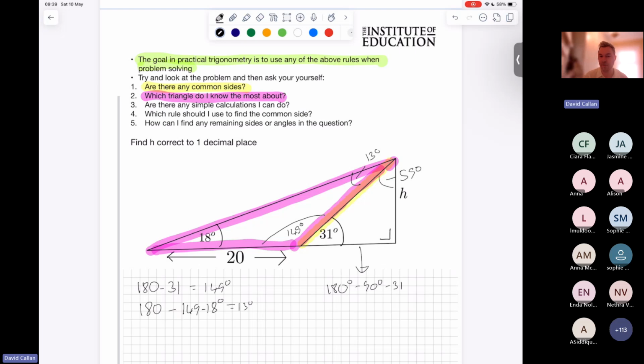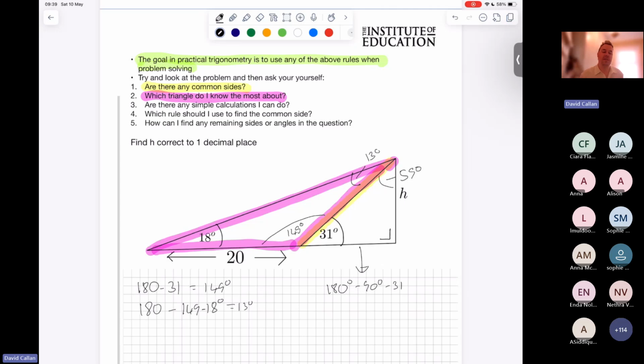So just to be clear, we've already decided we're working with the left triangle because it's got the most information about it. So I'm working with that purple triangle there. But the goal is to make sure you find your common side, because it's the one that helps you link the two triangles, and you want to definitely create that link as best as you can. So the first thing I go is, can I use Pythagoras on the purple triangle? And the answer is no. There's no right angle. So scratch that.